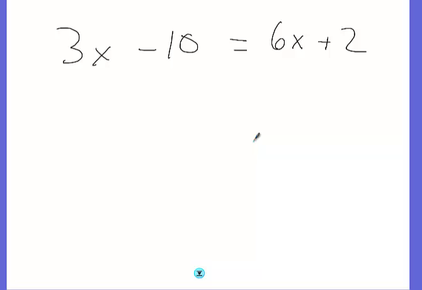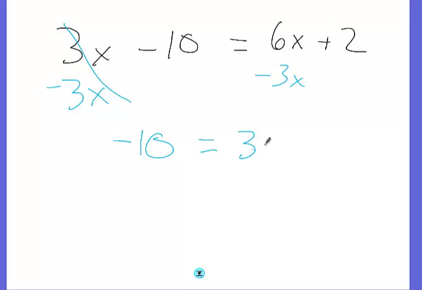So the next thing we want to do is get all of our variables to one side, and everything without the variable we want to solve for on the other. So if we look here, we have a 3x and a 6x. We want to get all of our x's to the right side for this one, so I'm going to subtract 3x from both sides. So we're left with negative 10 is equal to 3x plus 2.